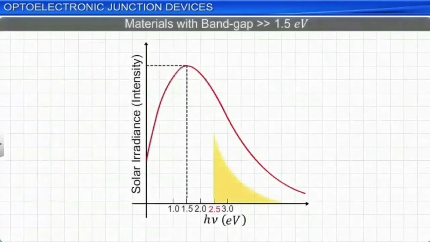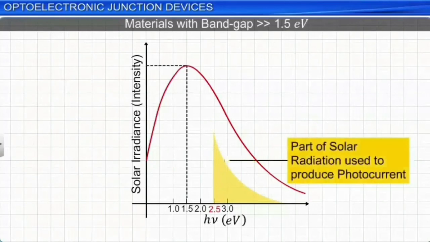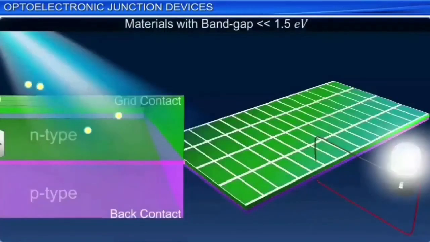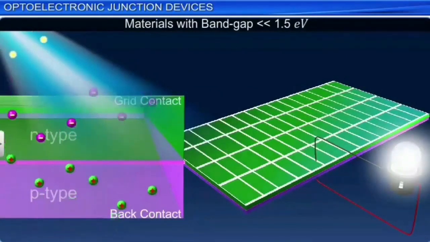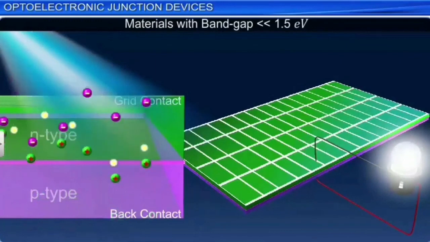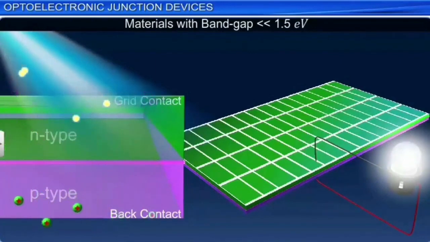Again, it shows that 1.5 is the maximum, and if we choose any material which has a band gap energy more than that, most of the solar radiation will be wasted. That means it cannot be converted to useful photocurrent. But if you are choosing a material whose band gap energy is less than 1.5 electron volt, we can make sure that almost all the solar radiation falling on the semiconducting material is converted to photocurrent.